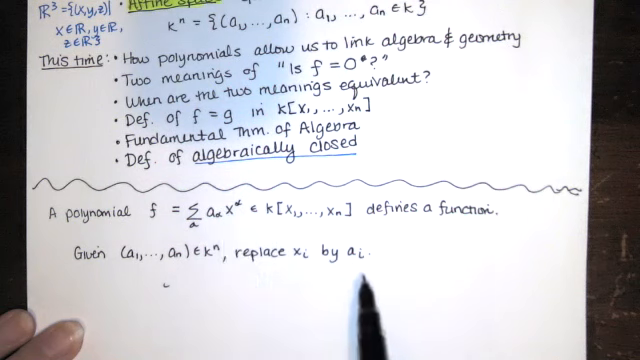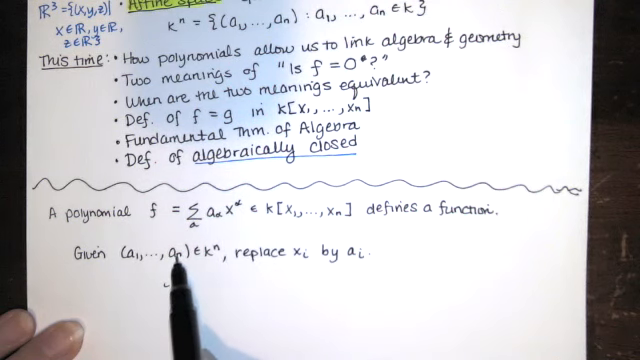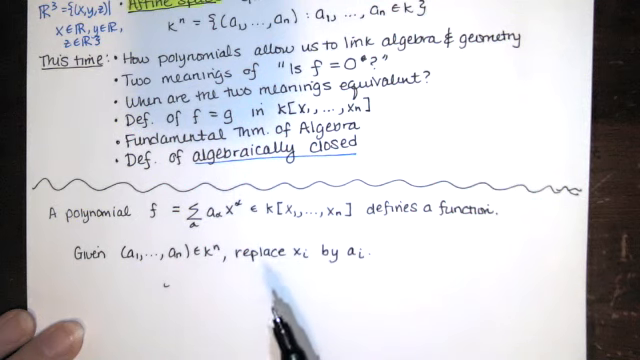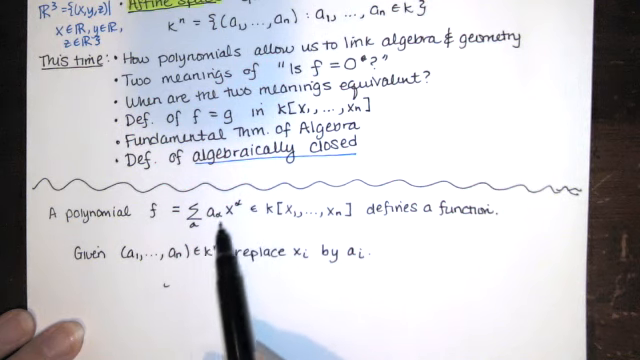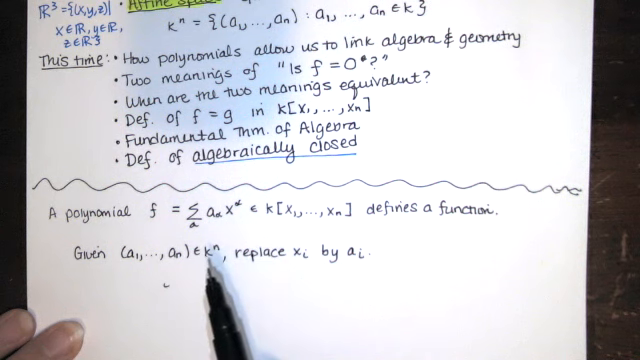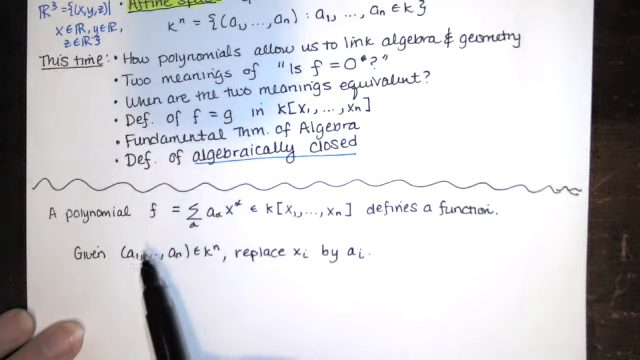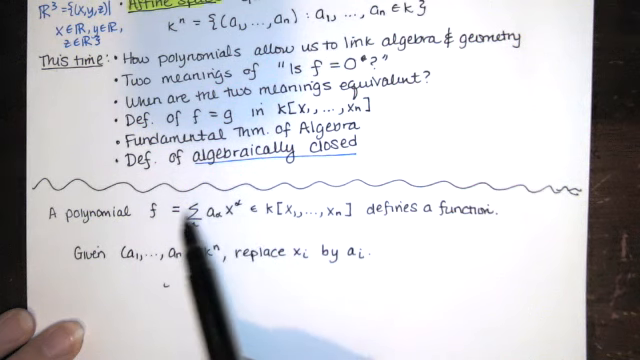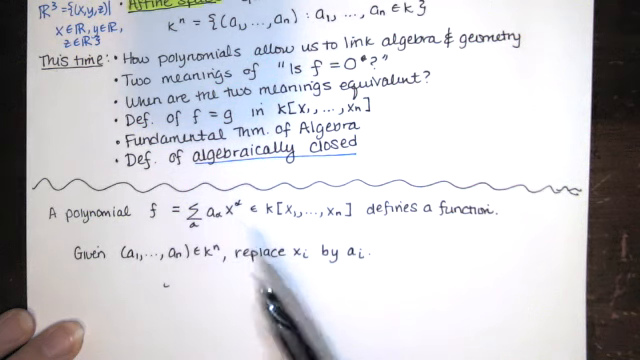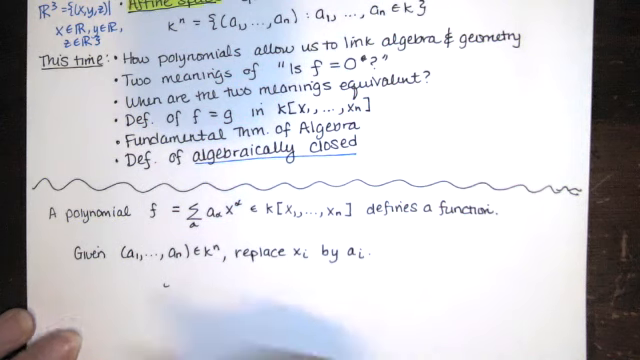When you do that, you've got these numbers in the field k. You're raising them to powers. Those are still going to be in the field k. Then you're multiplying them by numbers in the field k, so that product will be in the field k. And then you're adding all of those together, and because of the properties of a field, that will also be in the field k. The result of this is a number, and that number is in the field k.